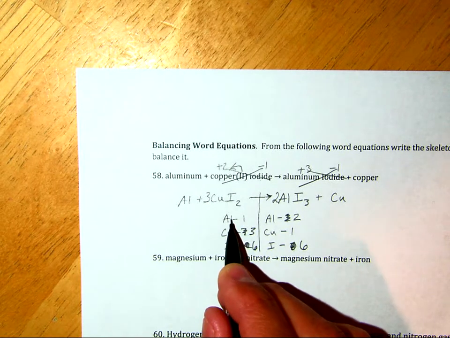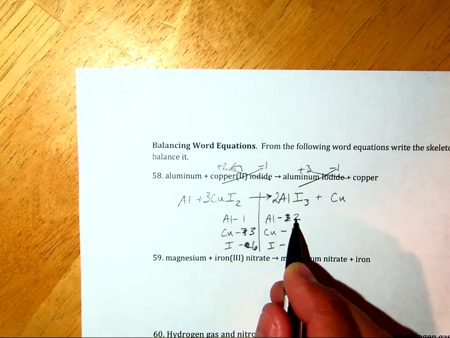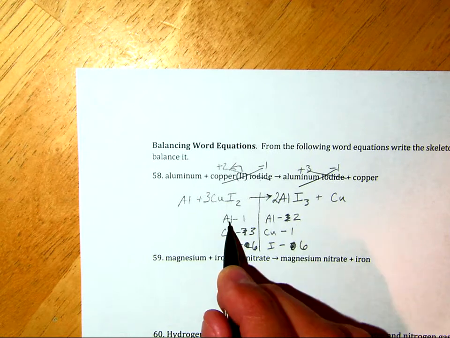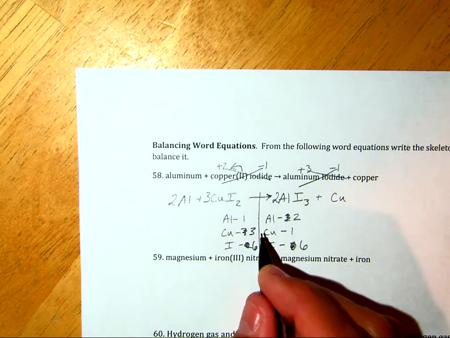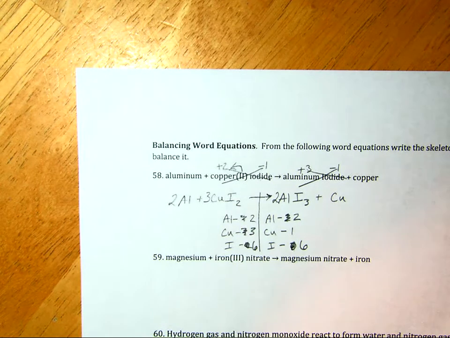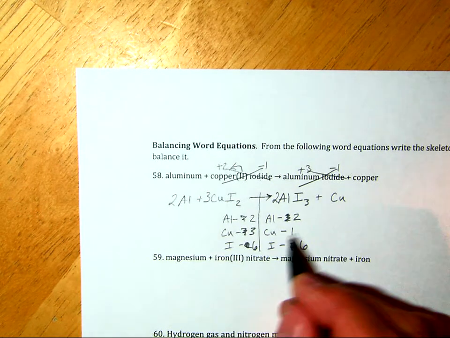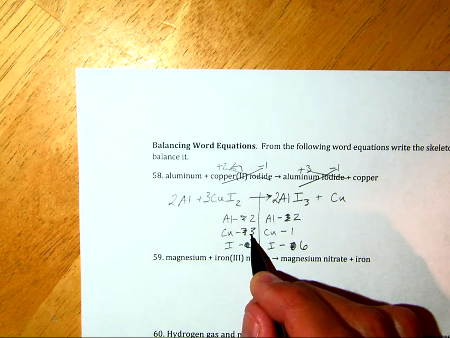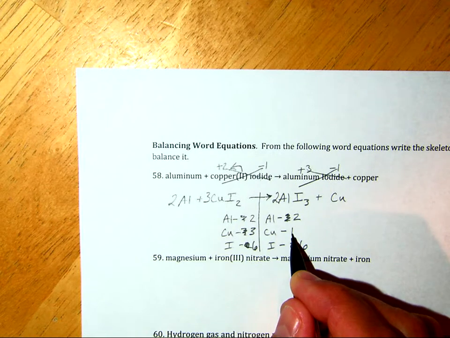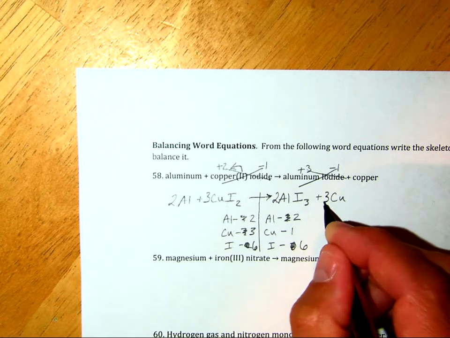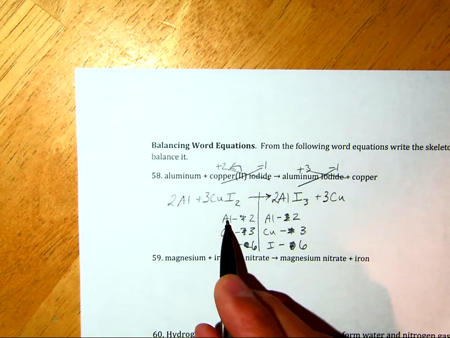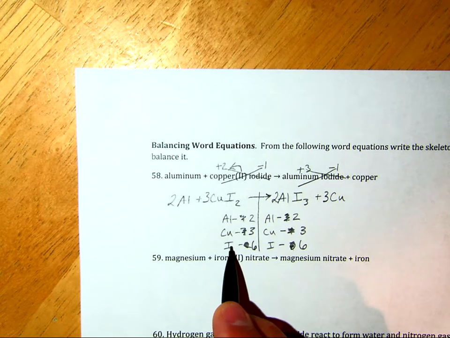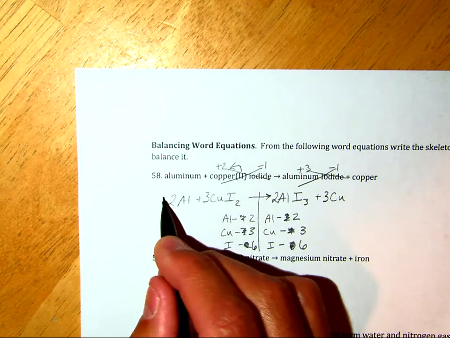So let's do aluminum. How do you get to 2 on the left side? Well, you got to put a 2 as a coefficient right there. And so now we've got 2 aluminum, so they're balanced. The copper, I've got 3 on the left and only 1 on the right. So let's put a 3 in front of this one, and that gives me 3 coppers. And so now aluminum's balanced, copper's balanced, and the iodine's balanced.